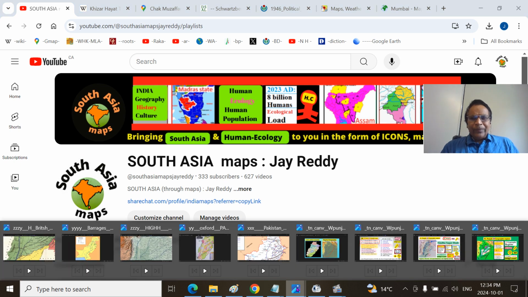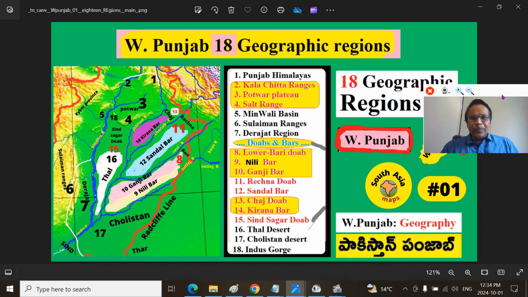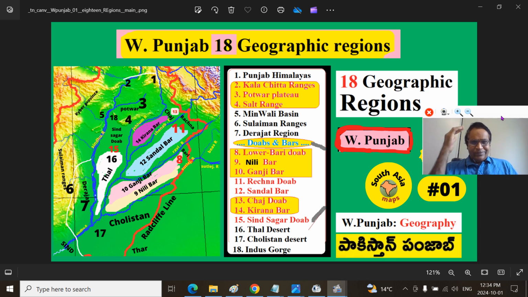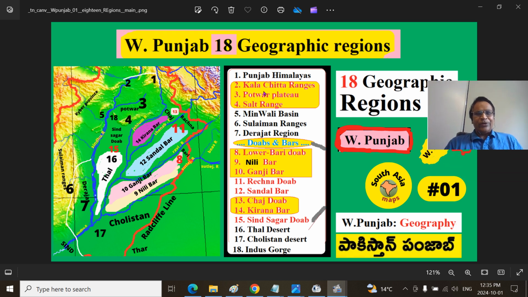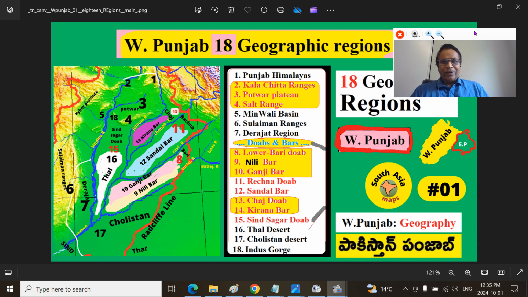Friends, long back I posted a bird's eye view called Vihanga Vikshanam. If you soar to around 30,000 feet above sea level and look at this region, you can very easily see the broad geographic, physiographic regions. Today we are talking about a unique region, that is the Sindh Sagar Doab. For a broader perspective of all these 18 or so physiographic regions, you should look at that particular presentation in the West Punjab playlist.